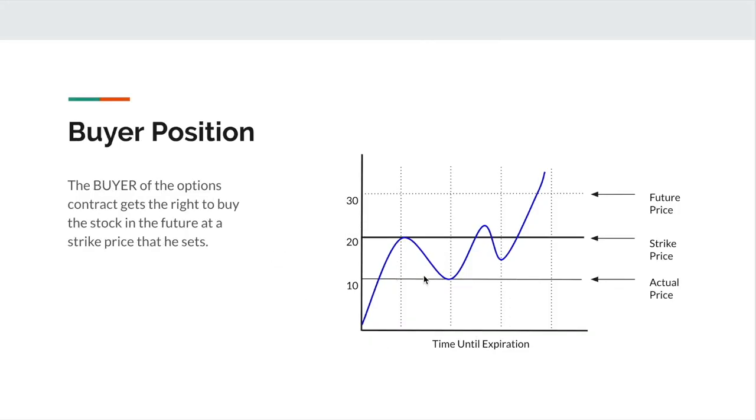So if the buyer agrees that he will buy the stock at $20 and now the stock is trading at $22 and he would like to execute his contract, executing means that he is now going to buy those 100 shares.